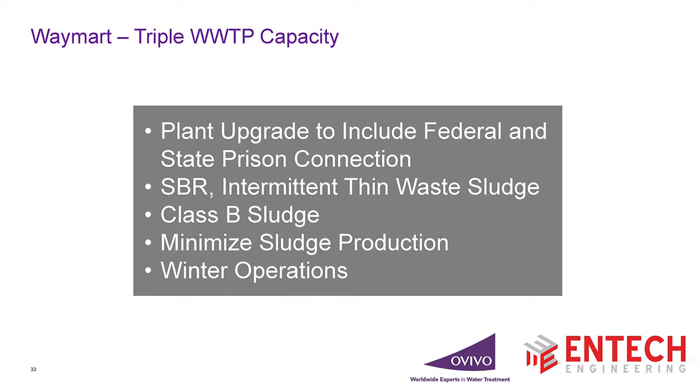We decided on a sequential batch reactor, an SBR, which are notorious for the intermittent sludge wasting of very thin sludge. We wanted to produce a Class B, whether it be landfill or possible agricultural utilization, which Waymart had done up until that point. We wanted to minimize sludge production because if you do ag utilization, you only really get rid of it twice a year. If you go to the landfill, the nearest landfill is about 30 miles away. And of course, the wintertime operations, we had to conserve heat to make it work.